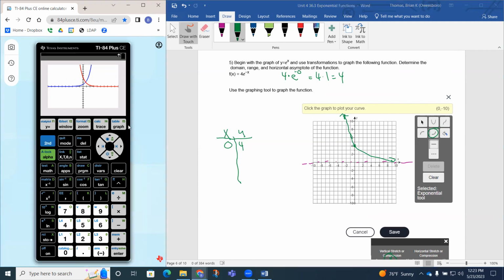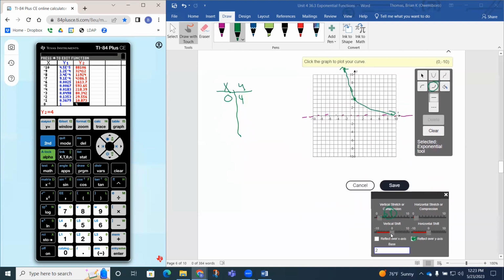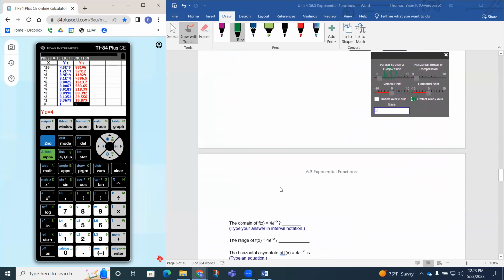So if I go to the table on the red one, when x is 0, my y value should be 4. Notice how it did have a stretch 4 times bigger from there. So it's not really a shift, it's more of a stretch. That happened from this factor of 4, not a vertical shift. So that's what my graph should look like.